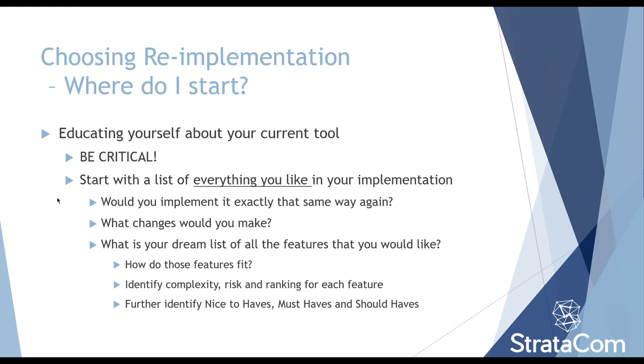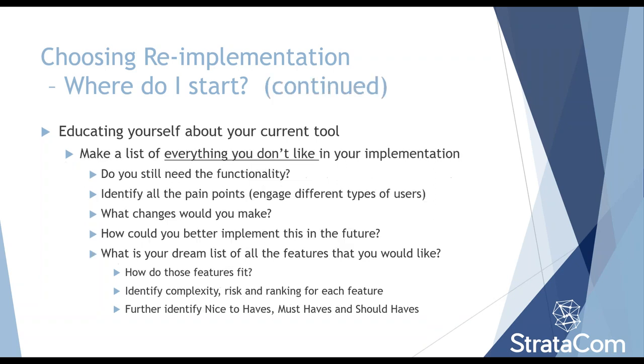So if I'm re-implementing, where do I start? Educate yourself about your current tool. Be critical. Start with a list of everything you like, and then ask: would you implement it the same way again? What changes would you make? What's your dream list of features that you don't have? And then identify complexity, risk, and ranking for each feature, and identify nice to haves, must haves, and should haves.